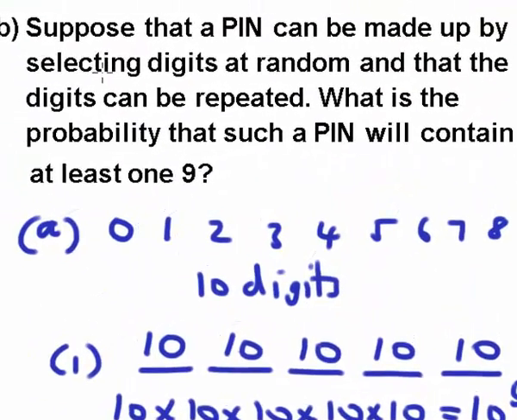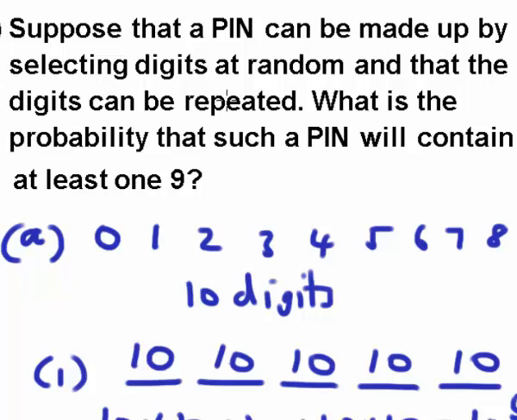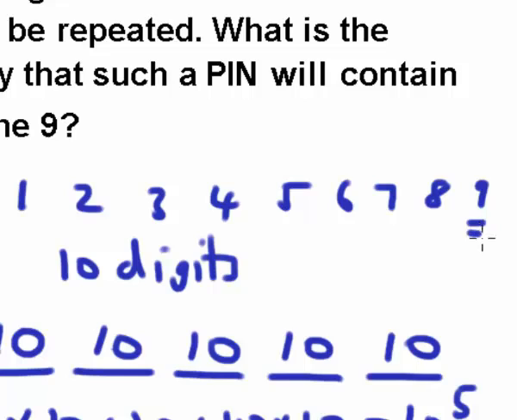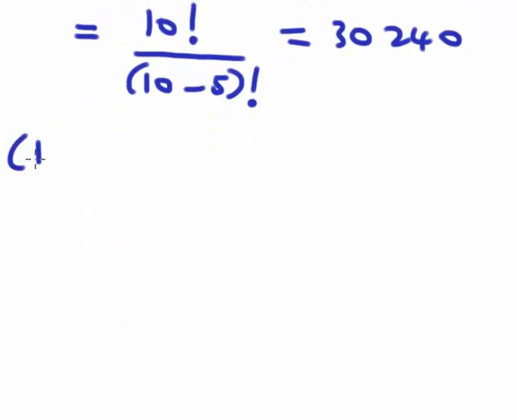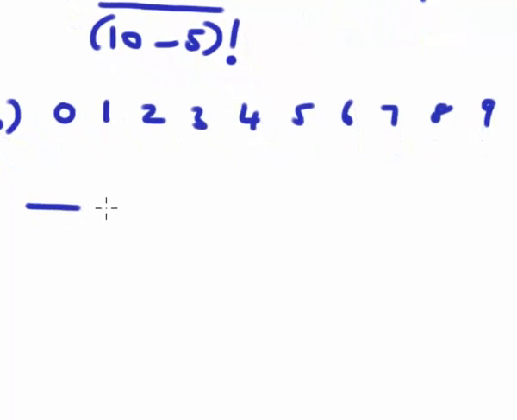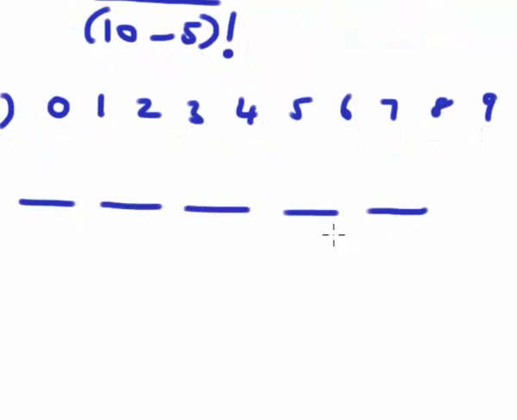Now the next one's a little bit tricky, so let's have a look at this one. It says, suppose that a PIN can be made up by selecting digits at random, and the digits you can repeat them. What is the probability that such a PIN will contain at least one 9? So it must contain at least one 9. Now let's have a look at that number B. Well, let's look. There's all the digits 0, 1, 2, 3, 4, 5, 6, 7, 8, and 9. Now there's our PIN code, which is made up of 5 digits.